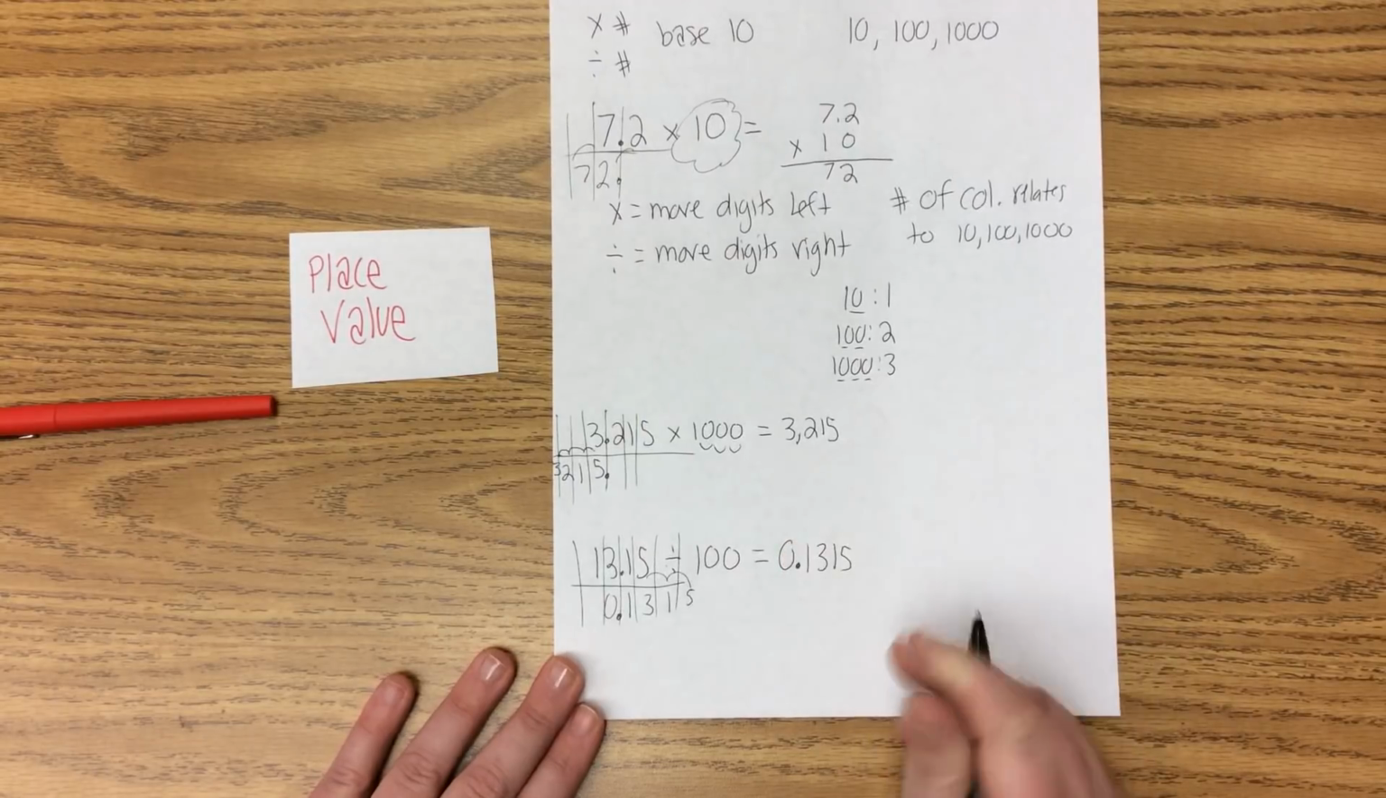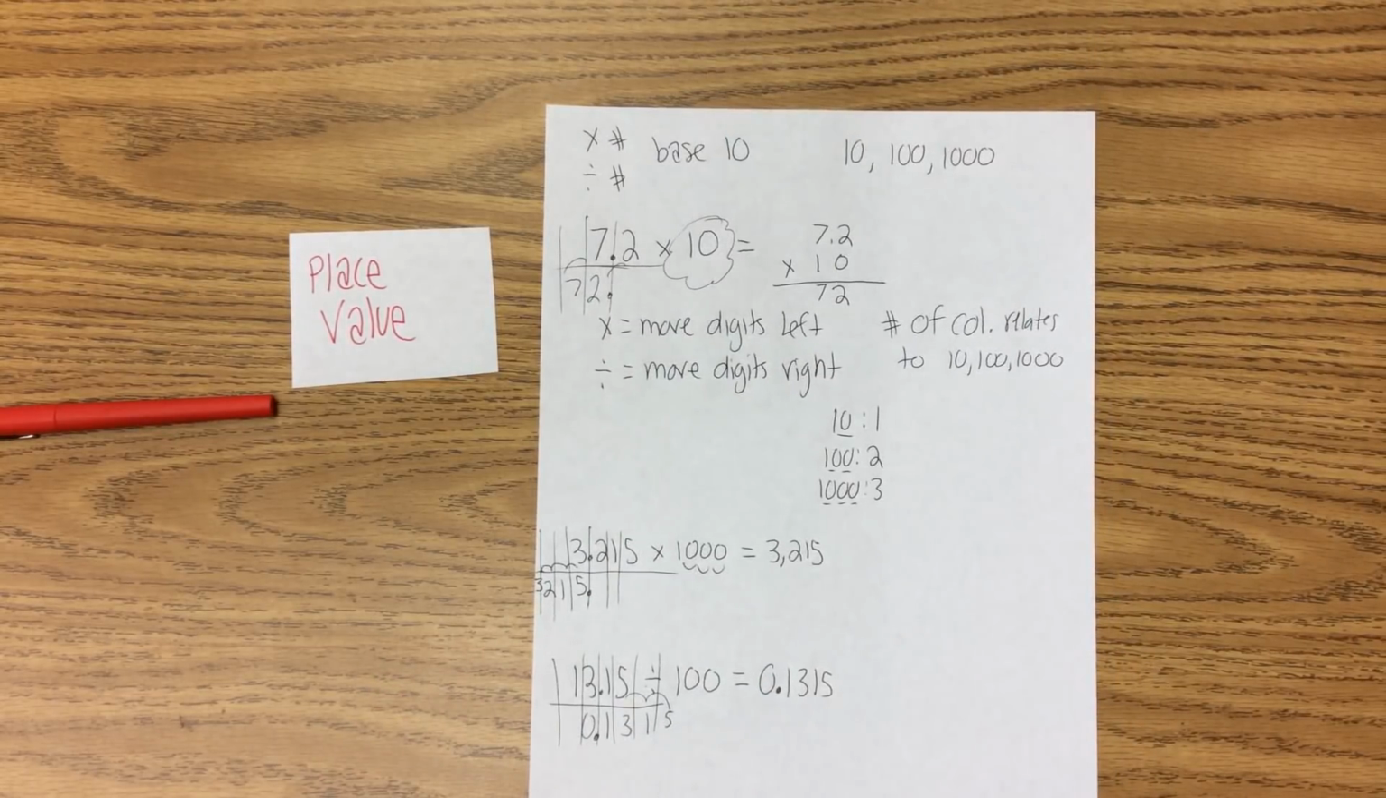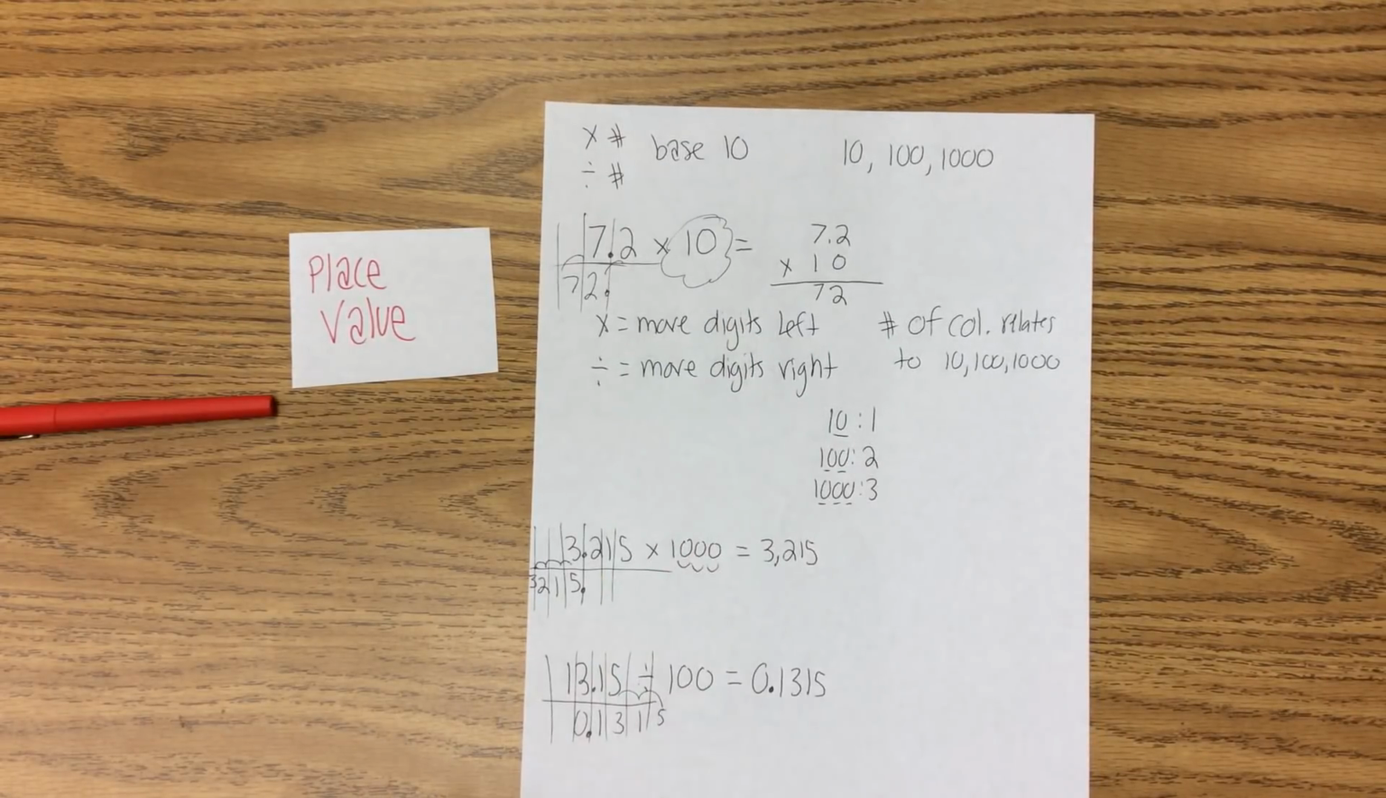So when you're dealing with place value, the easiest way is to think about your place value chart and how you're moving your numbers to the left or to the right, and depending on how big your number is, it'll tell you how many columns to move it.